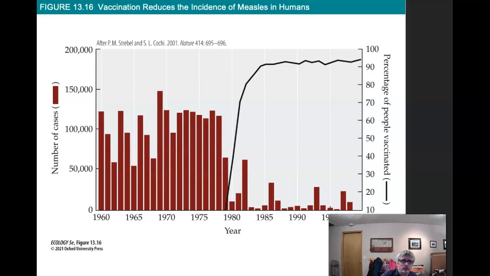And this is the vaccination results. Vaccination reduces the incidence of measles in humans. So this is the number of measles cases in the absolute number, which is interesting because you have to think about the number of people having been increasing, and then the percentage of people vaccinated. So there's a pretty strong relationship between vaccination and reduction in measles.